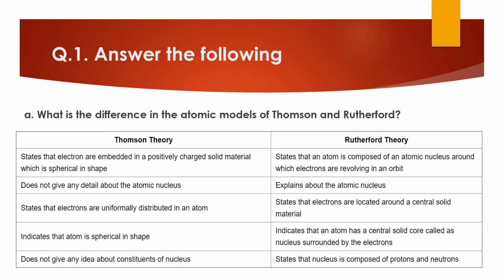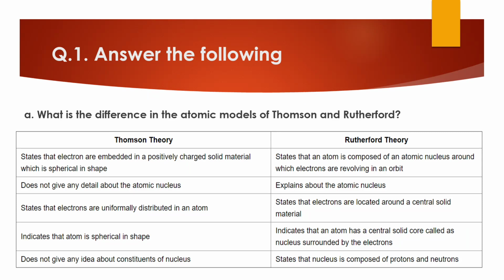Thomson states that electrons are uniformly distributed in an atom, but Rutherford states that electrons are located around a central solid material. The central solid material is the nucleus, and around that nucleus the electrons are continuously revolving. So around the nucleus electrons are revolving. That was stated by Rutherford.